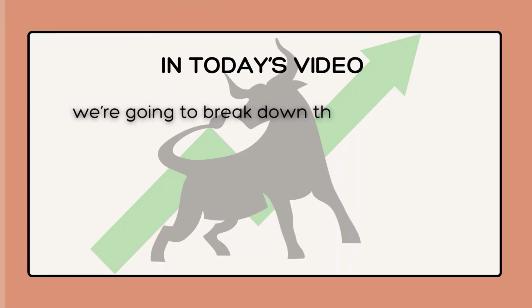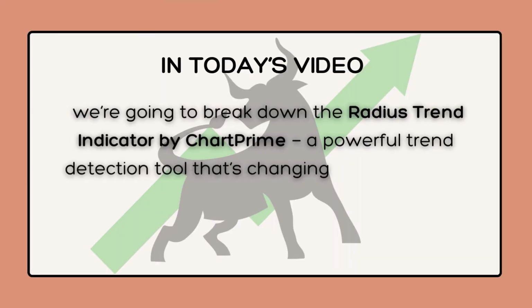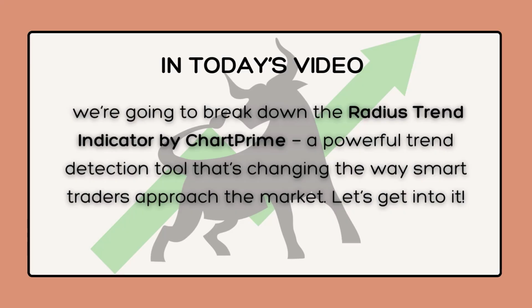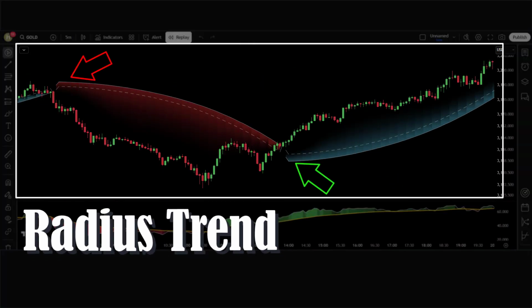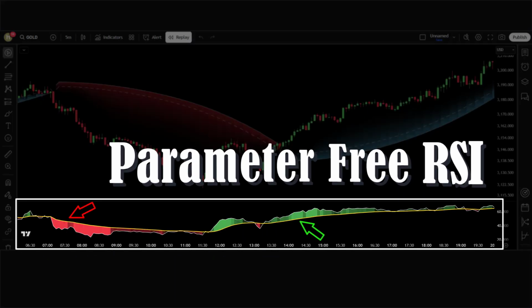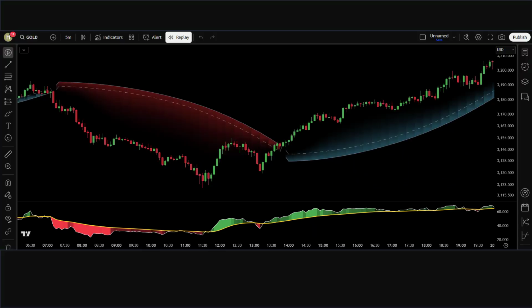In today's video, we're going to break down the Radius Trend indicator by ChartPrime, a powerful trend detection tool that's changing the way smart traders approach the market. Let's get into it. The buy-sell signal indicator that we see in the chart is Radius Trend. And the bottom indicator that we can see in the chart is called Parameter-Free RSI.